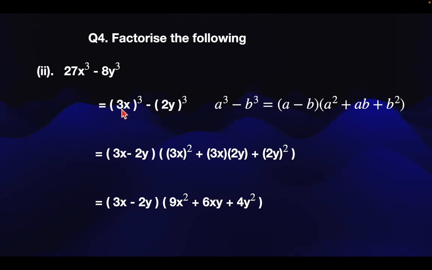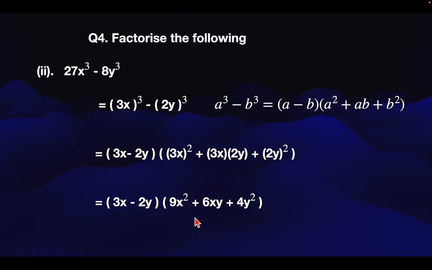Write down first as whole cube this expression. Then apply this identity: a cube minus b cube is equal to a minus b into a square plus ab plus b square. Okay. So if you apply, substitute a as 3x and b as 2y. Write down here.